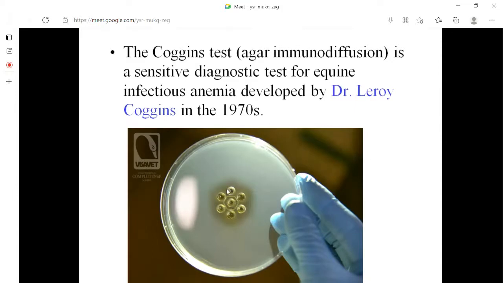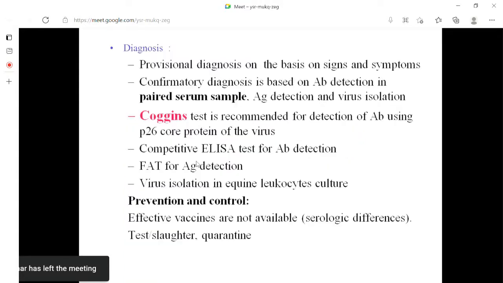We can give the antigens, and the serum we can give in the surrounding wells, and we can detect it within overnight time. And this is famously known as the Coggins test. Please note it down. This is relevant for diagnosis of equine infectious anemia. Besides this, the other tests like ELISA and FATs are also available for disease diagnosis.